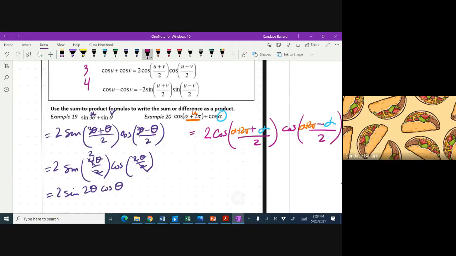All right, let's combine our like terms and see what happens. So 2 cosine, let's see, I've got alpha plus alpha would be 2 alpha plus 2 pi, and this is all over 2 still. Cosine, let's see, what happens with this alpha and this alpha? What happens, everybody, with alpha and alpha? Yeah, they cancel out. Perfect. So we just end up with 2 pi over 2.